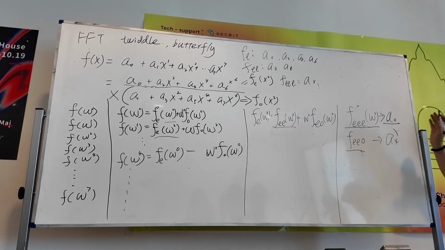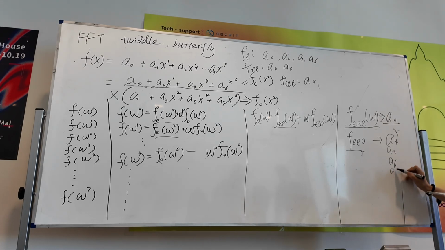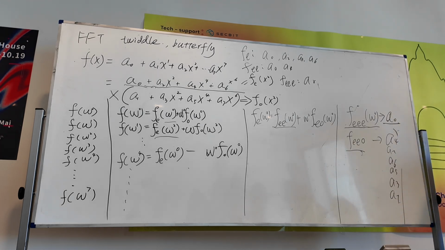And now the bit reverse order comes. So at the end, all the coefficients you get are A0, A4, A2, A6, A1, A5, A3, A7. This is the bit reverse order of the coefficients.